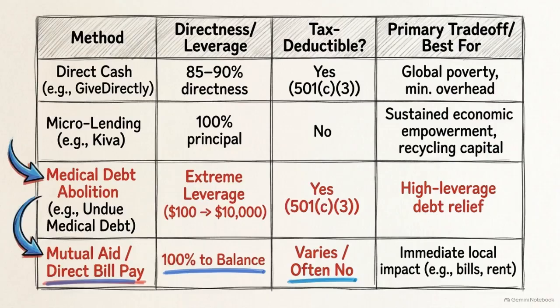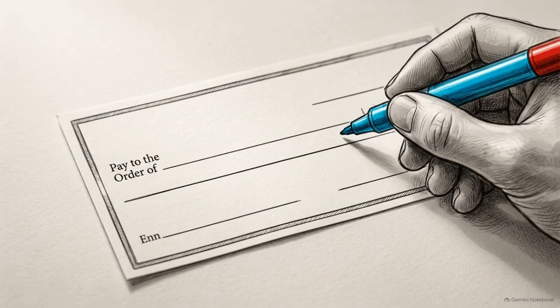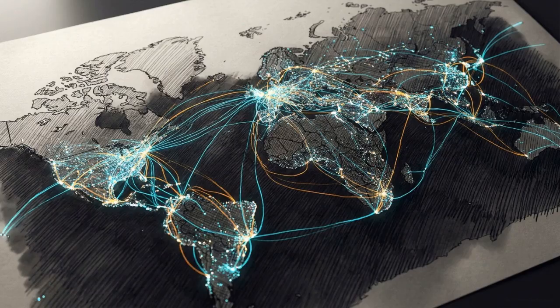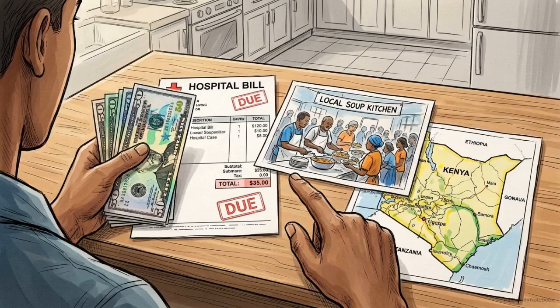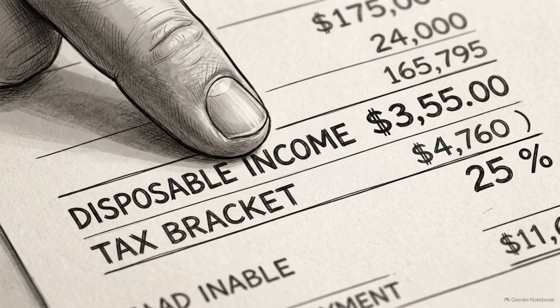Pulling up our matrix one last time, we fill in both ends of this spectrum. Medical debt abolition gives you extreme leverage and a tax deduction. Mutual aid routes 100% to a local balance, but usually with no tax benefit. Direct bill relief forces the starkest choice in giving. You have to choose between immense, abstract leverage on a global scale or tangible, unscalable relief right in your own backyard. Because every direct giving model involves specific sacrifices, there is no objective best method. It entirely depends on your personal constraints.